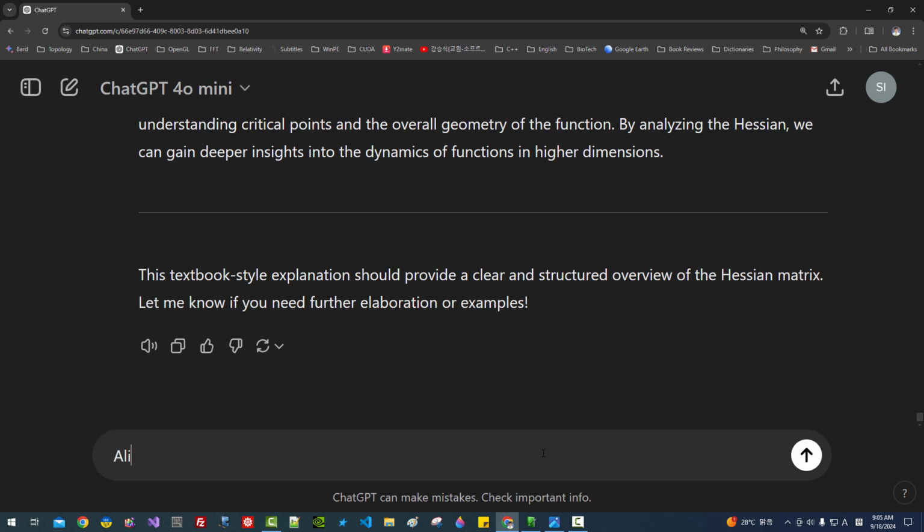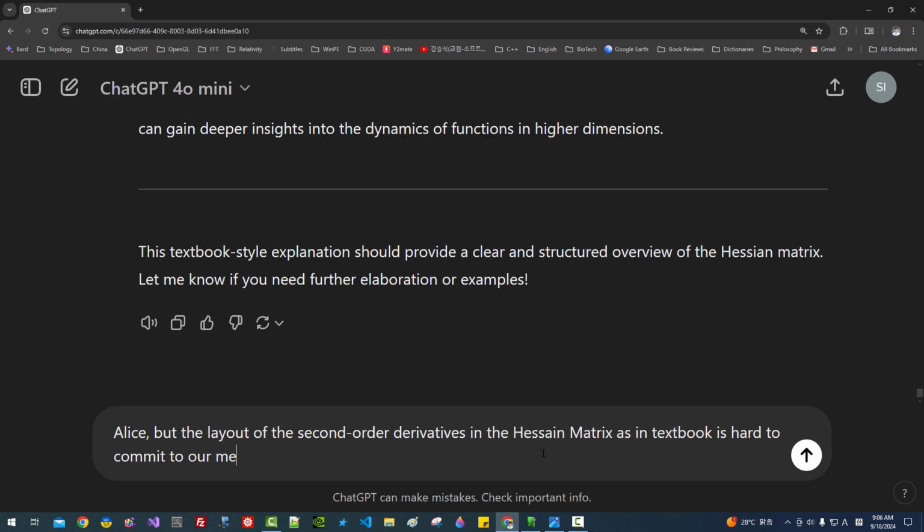But the layout of the second-order derivatives in the Hessian matrix, as in the textbook, is hard to commit to our memory. Instead, I will suggest using gradients like this.